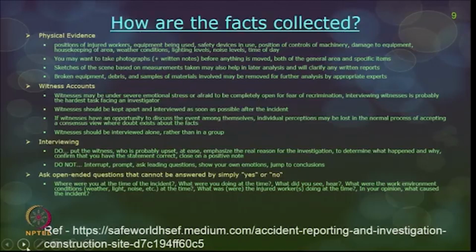Physical evidence, for example: position of the injured worker, position of the faulty equipment, safety devices used, position of the control operators, then the damage to equipment, housekeeping area, weather conditions, lighting levels, then noise levels, and the time of the day at which the accident happened.